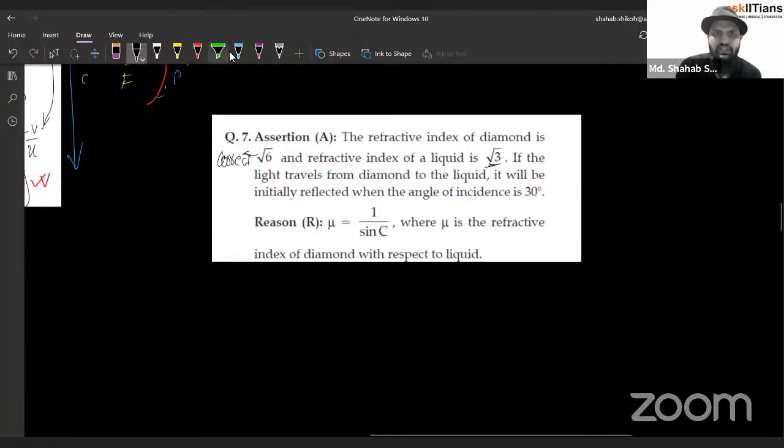It says √3, just take it as √3, not a problem. The liquid may be a different liquid, not water, because it is not specifically mentioned that it is water. So √3 is possible. The important point is that if the light travels from diamond, that means denser to rarer, it will be initially reflected when the angle of incidence is 30 degree.